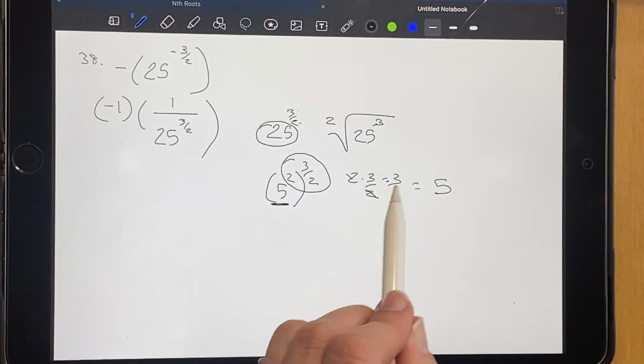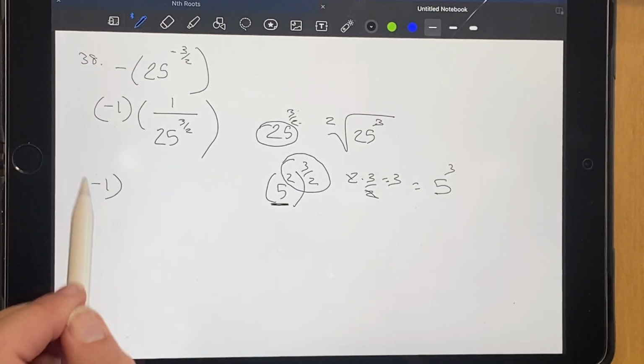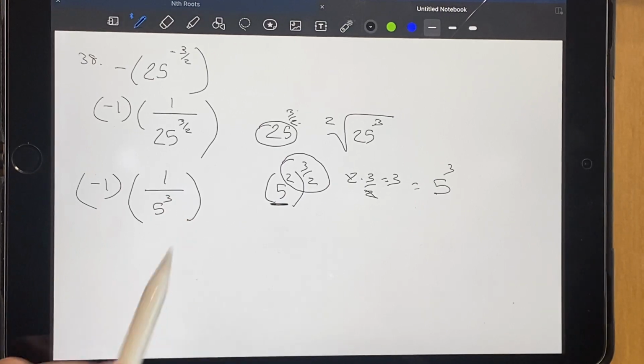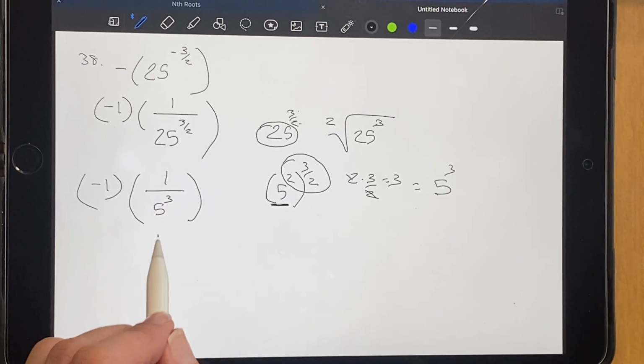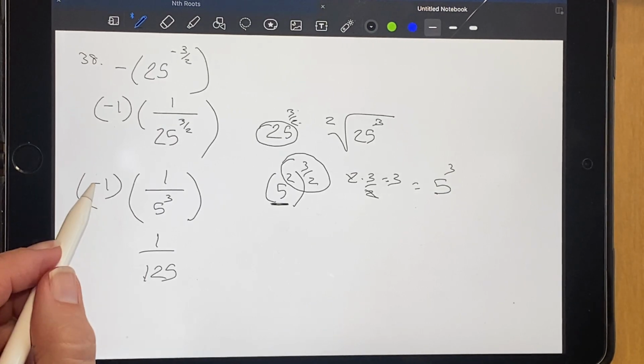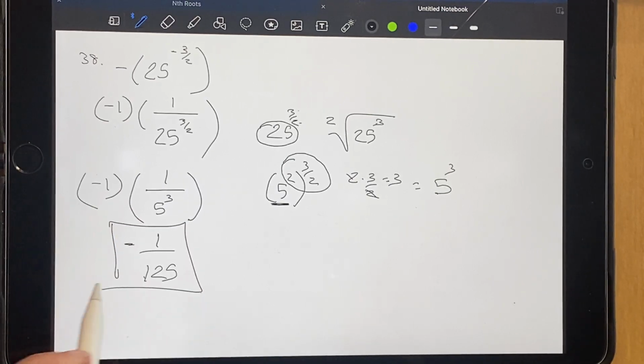2 times 3 halves gives me 3. 5 cubed. So I'm going to replace. Now I have 1 over 5 cubed. Well, 5 cubed is 125. And my 1 times my negative 1 here simply gives me a negative.